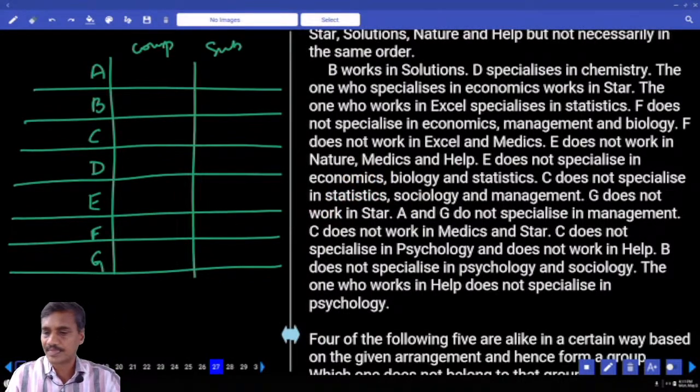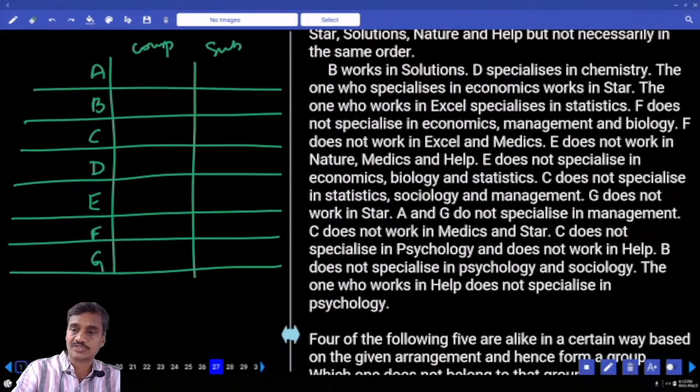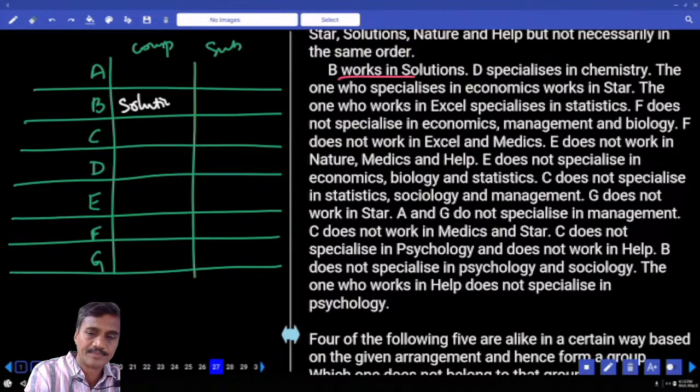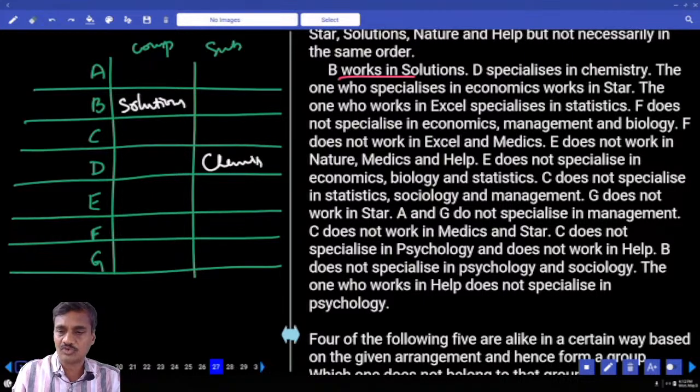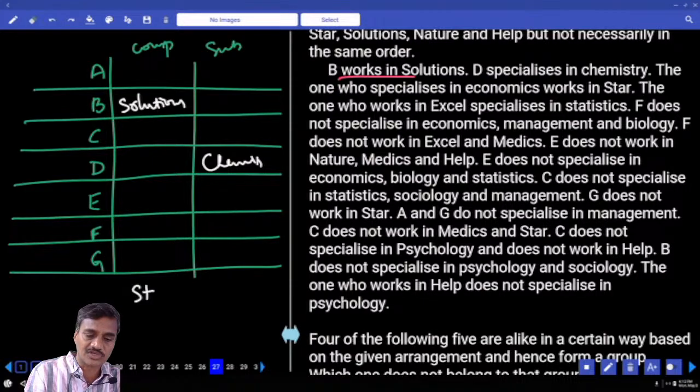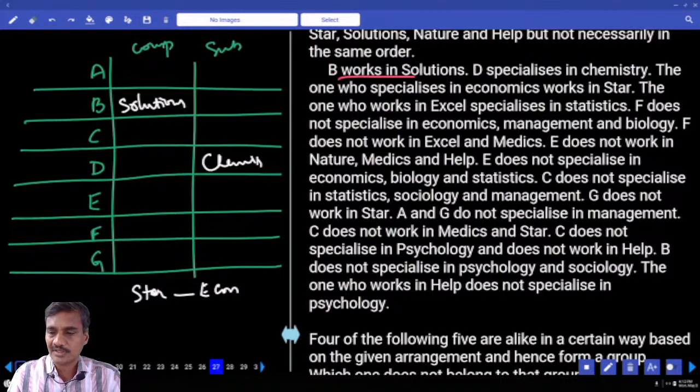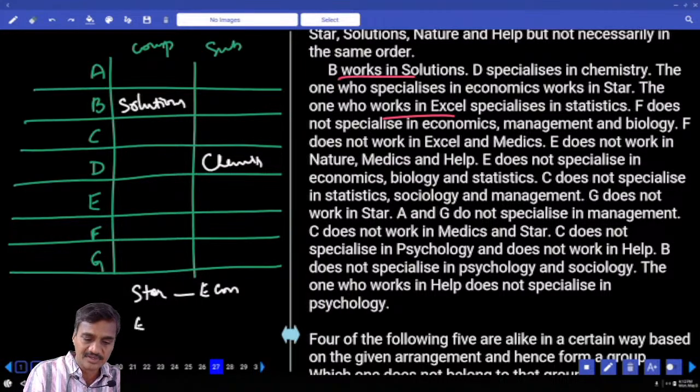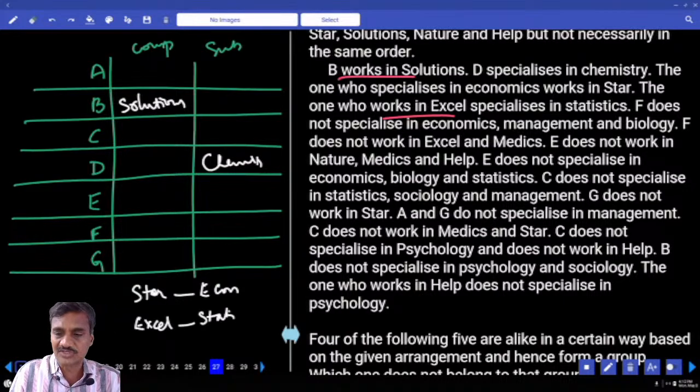Coming to the first one: E does not work in Nature. B works in Solution. D specializes in chemistry. The one who specializes in economics works in STAR, so STAR and economics must be together. The one who works in Excel specializes in statistics, so Excel and statistics are together.